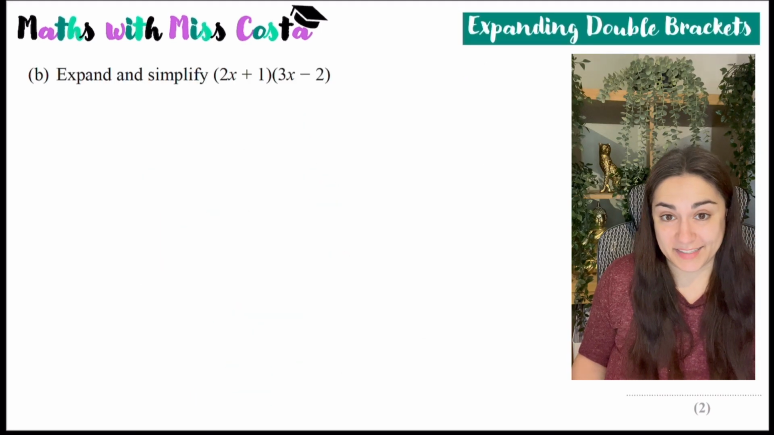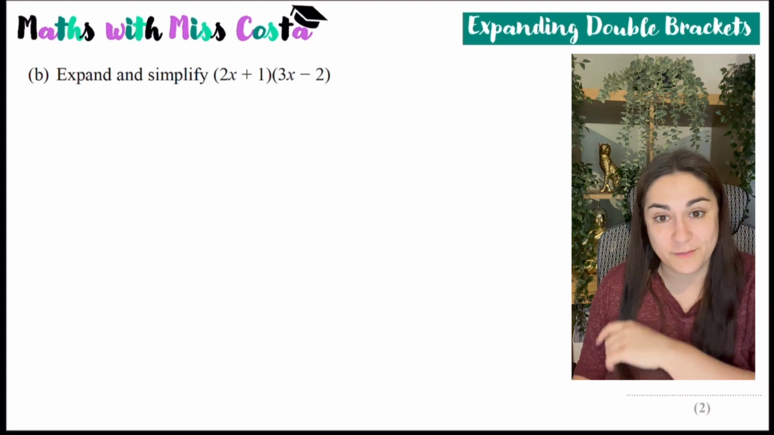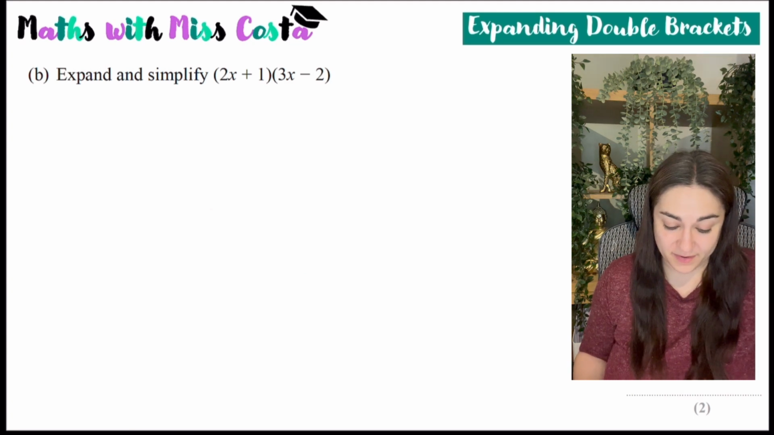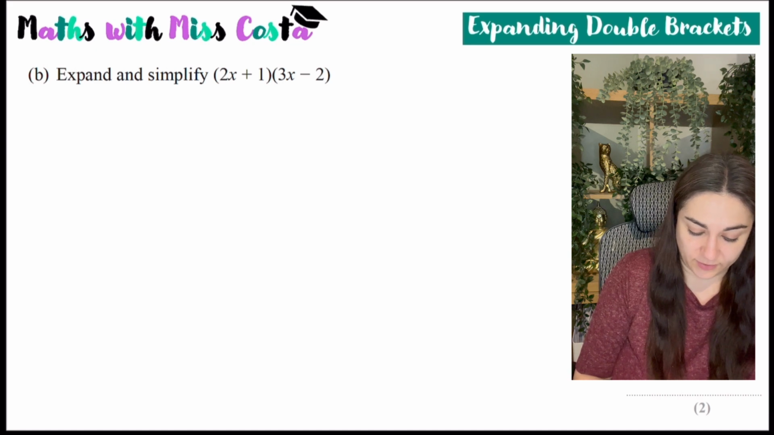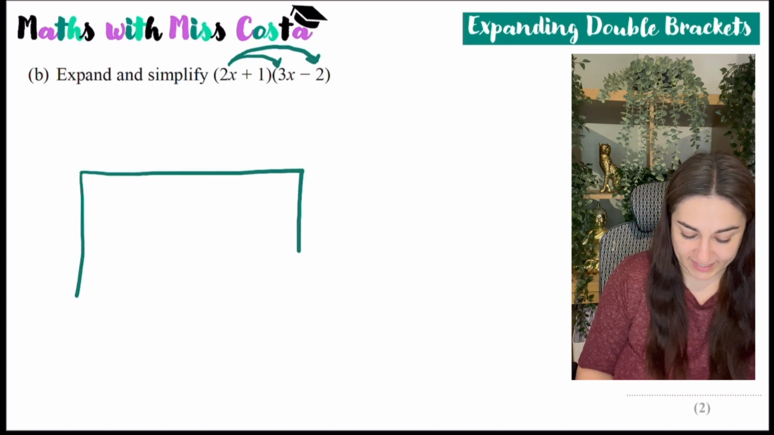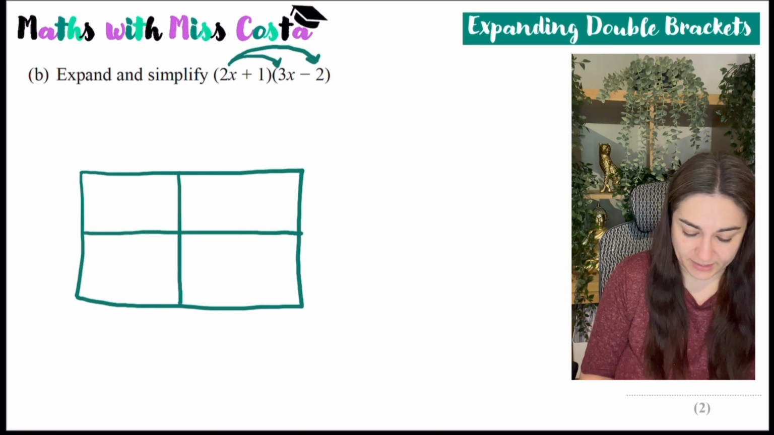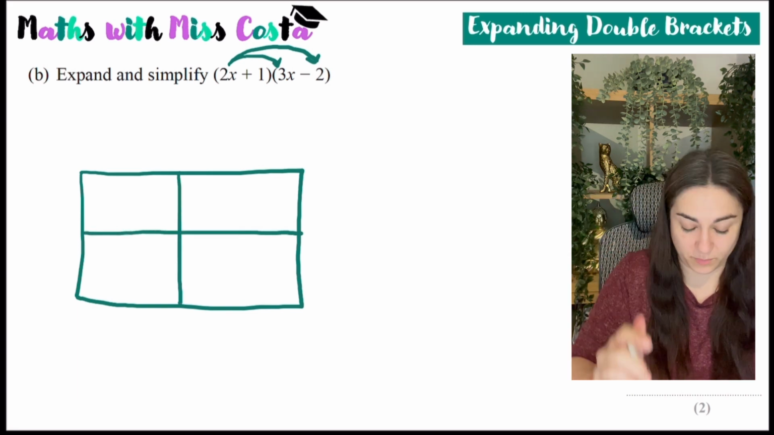I've got expanding double brackets. So a foolproof way of doing double brackets is using the grid method. You can use just the brackets, and if the brackets work for you, that's great. But just because so many people end up just making little mistakes on this, I would recommend using the grid method. So you write out each bracket, one bracket across, one bracket down.